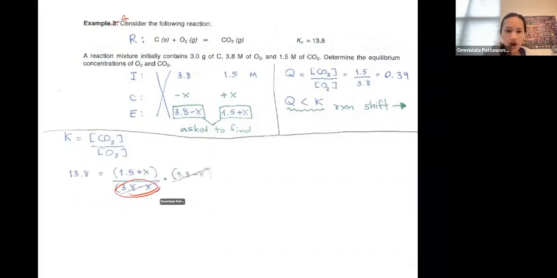The next thing is to move this term to the other side. So you are going to multiply both sides by 3.8 minus x, in order to get rid of this. What you are going to do next is distribute 13.8 into the parentheses. So you're going to get this one.